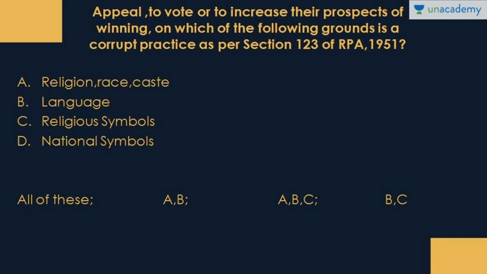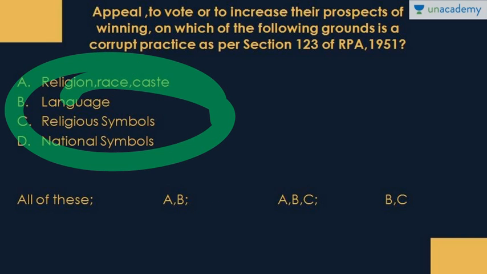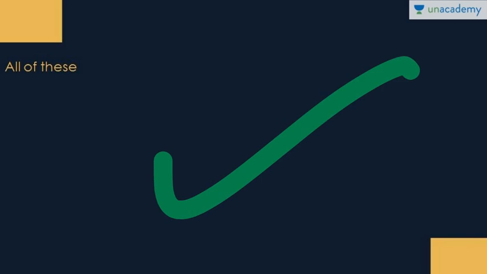Next question. Appeal to vote or to increase their prospects of winning on which of the following grounds is a corrupt practice as per section 123 of RPA 1951. This is also in news because of the recent judgment of the Supreme Court. Which of the following are not the grounds on which an appeal can be made? A, religion, B, race, caste, language, C, religious symbols, D, national symbols. National symbols include, for example, flag, anthem, etc. The correct answer to this question is that appeal on any one of them comes under corrupt practice. So we here have all of these as the correct answer.